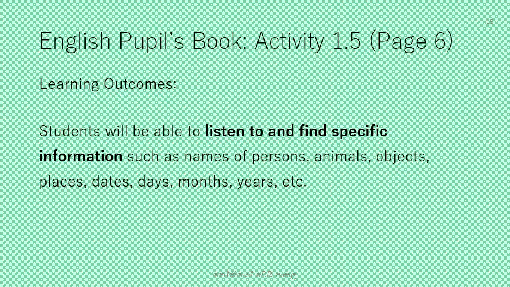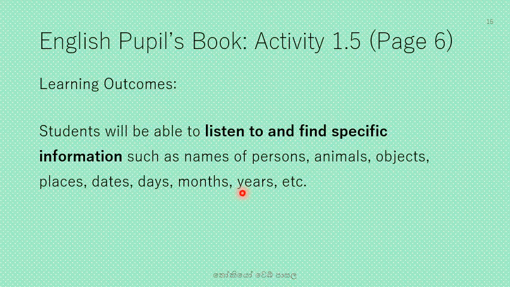So now we will move on to the next activity. It is activity 1.5 on page 6 of your English pupils book. So let's see what we are going to do here. The learning outcome is that you, the students, will be able to listen to and find specific information such as names of persons, animals, objects, places, dates, days, months, years, etc.